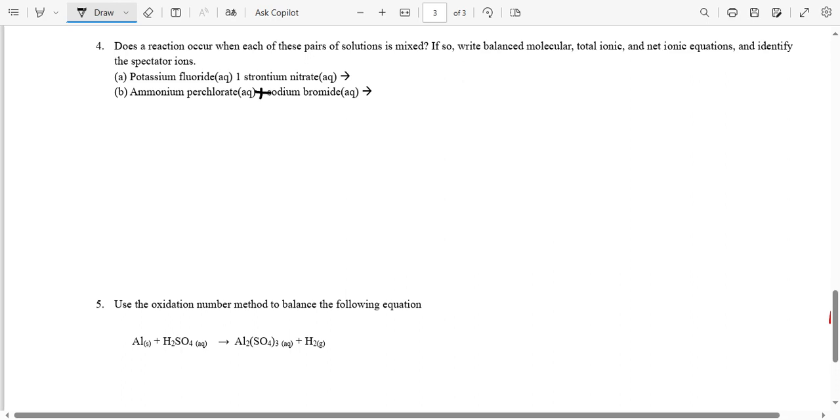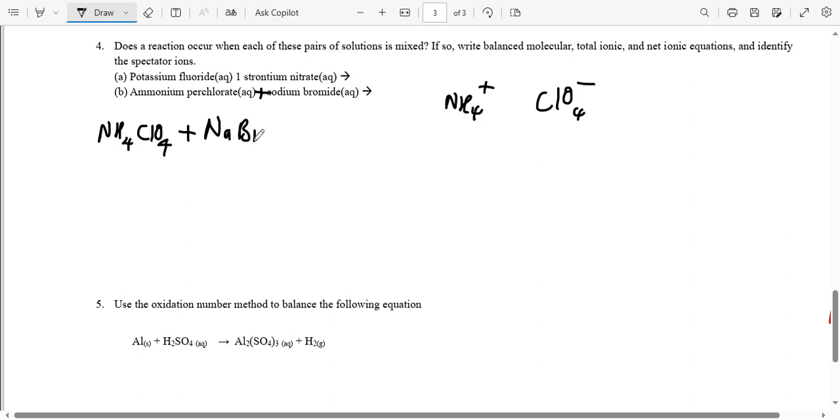First thing first, we need to know what a perchlorate is. Do you know the formula for perchlorate? Okay, ClO4, yes. So this is ammonium. Ammonium itself is like this. Perchlorate is like this. So when these are connected to form ammonium perchlorate, we are going to have this. And this is reacting with sodium bromide.